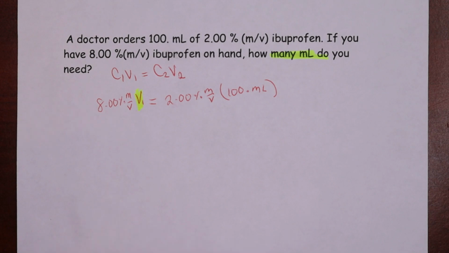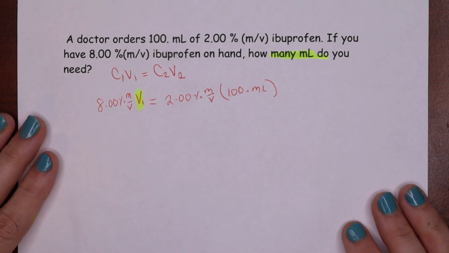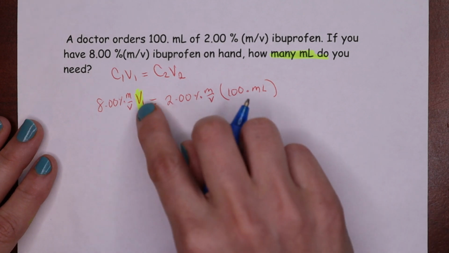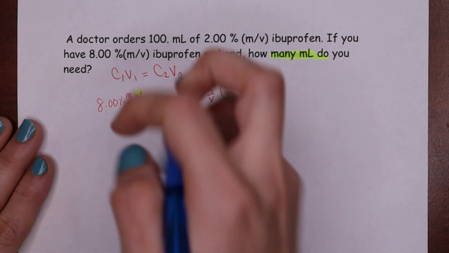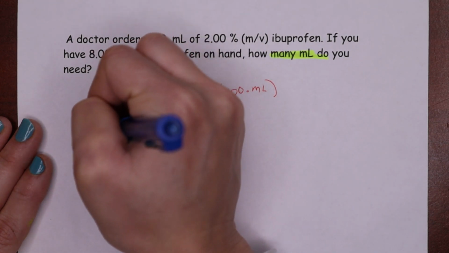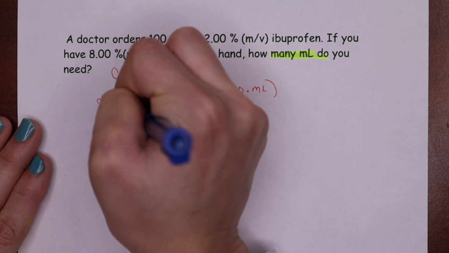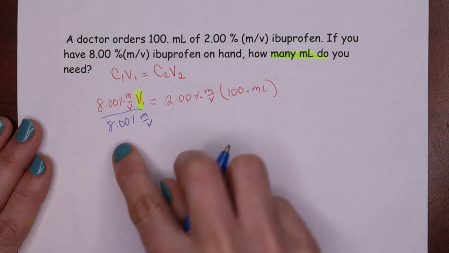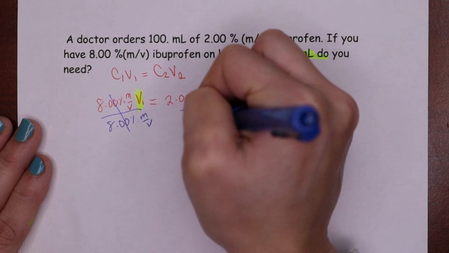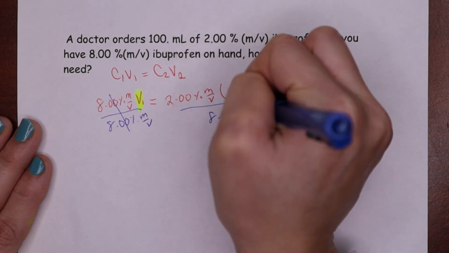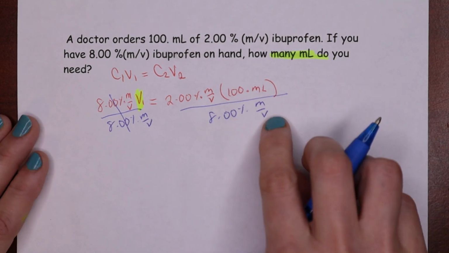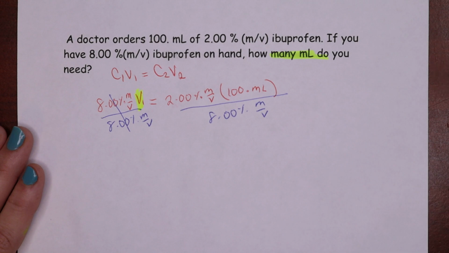Now that you've figured this out, it just comes down to solving it. Some algebra again. So we want to go ahead and isolate this volume. This is being multiplied right now, and therefore I'm going to go ahead and divide it to get rid of it. Divide by 8. Whatever I do on this side, I have to do on this side. 8.00% MV. All right. So you're going to go ahead and plug this into your calculator.